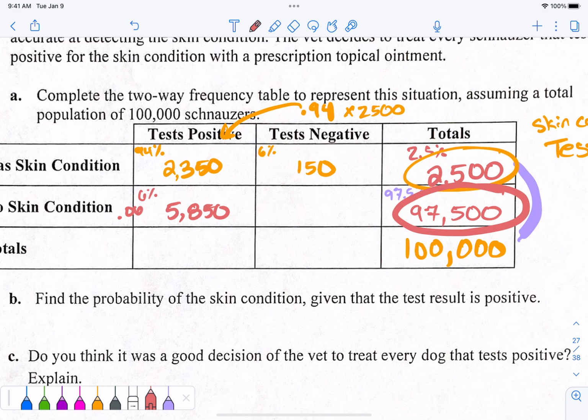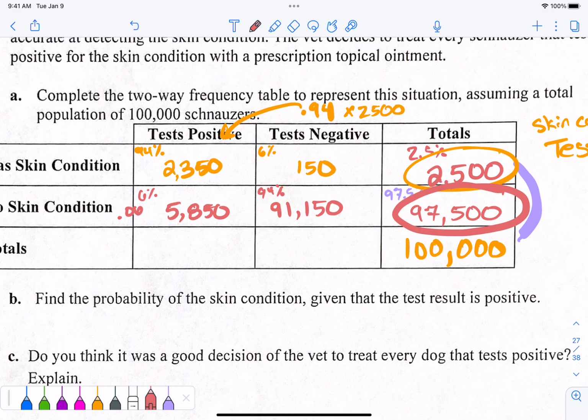5850. Okay, and then 94% of the time they're going to test negative, like they're supposed to, right? If they don't have the skin condition, they should test negative. How many is that? Like 91,150. Is that true? Are you sure? 91,150. Okay. All right.